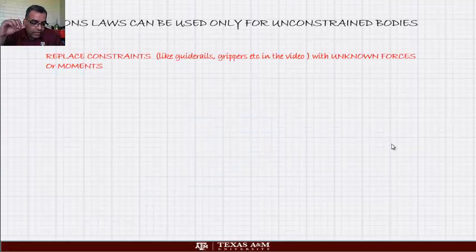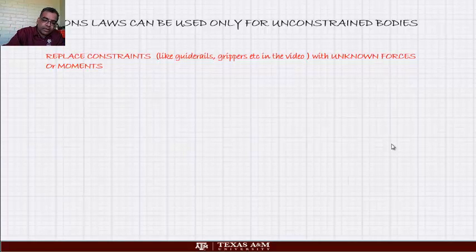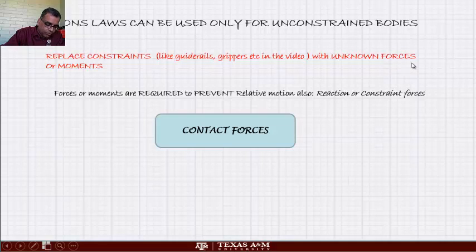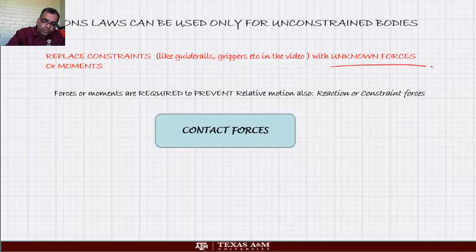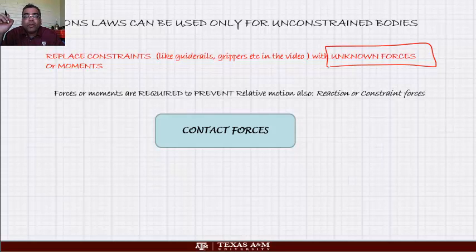Okay, what we do is we are going to replace the constraints, like guardrails, grippers, etc. in the video. You could see there was all kinds of things in the video, right? All kinds of constraints when the bottling plant moved. What we want to know is what to do with the constraints, and the way we deal with that is to treat the constraints by adding unknown forces. So I'm going to add unknown forces, which are called the forces of constraint. The purpose of these forces is to constrain the body, to prevent it from moving.